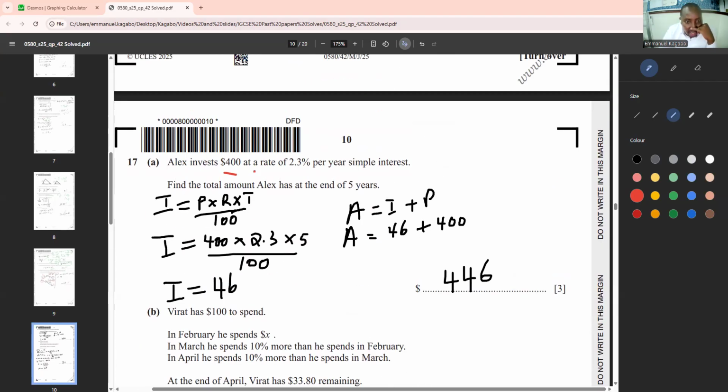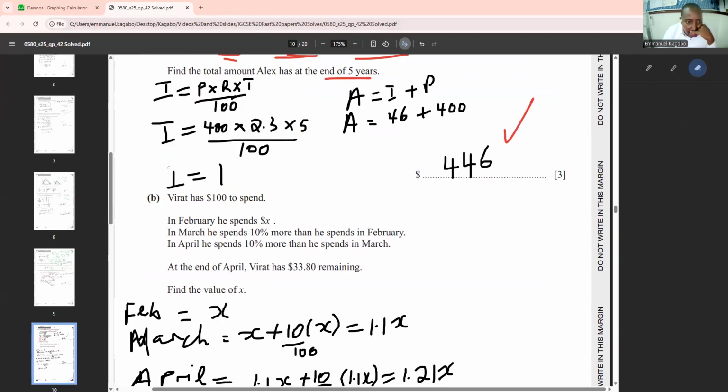Next question, question 17. Alex invests this amount at an interest rate of that. Simple interest, not compound interest. The formula for simple interest is given by that. Find the total amount Alex has after 5 years. So for simple interest, I have to get the interest I'm going to have after 5 years. So I equals P, principal, times interest rate times T, the number of years. So 400, the interest rate, and 5 years. When you work it out, you get this. Now, this is the interest you have made, but you started with 400. So the total amount will be that. Okay, very good.